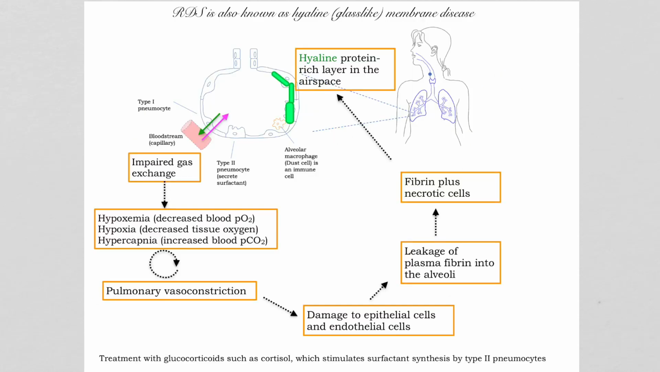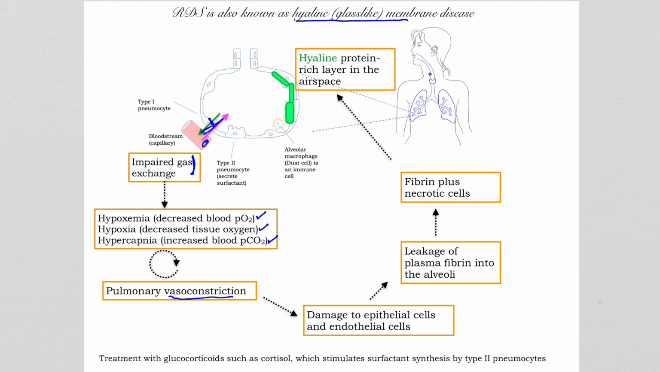So RDS is also known as hyaline membrane disease. What basically happens is, because of the insufficient surfactant, there is impaired gas exchange across the alveolar membrane. That leads to low blood PO2 in your bloodstream as well as in your tissues. You have hypoxia, and CO2 cannot get out, so there's going to be hypercapnia, increased blood PCO2, and all of these cause pulmonary vasoconstriction.